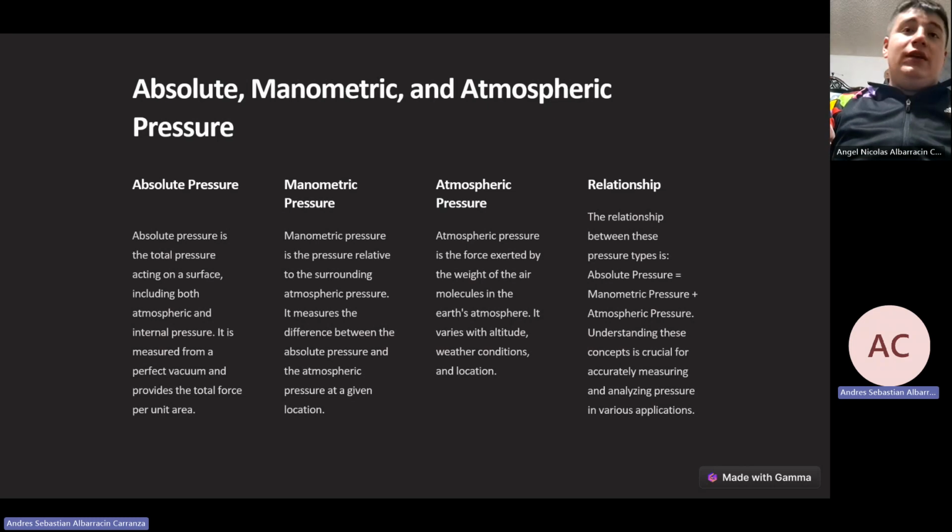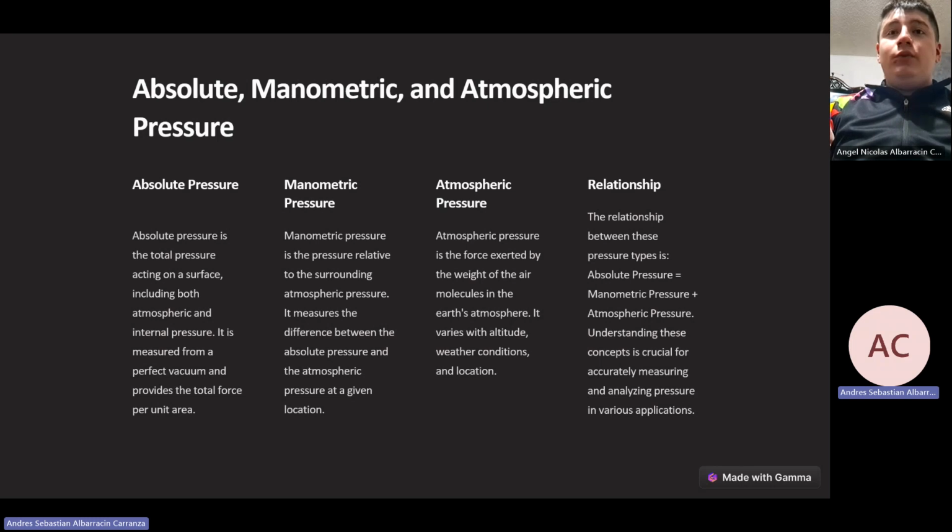Then here comes the atmospheric pressure. This is the weight of the air on the system, on everything in our lives. We can consider atmospheric pressure to be about 101,300 pascals, the most common unit that we use when talking about pressures. So yes, this is the pressure.